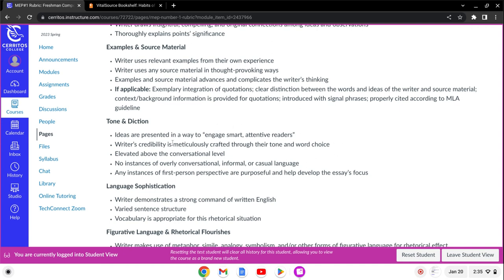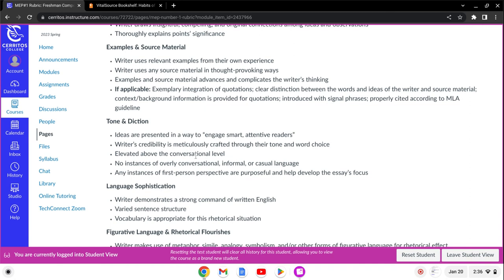Make sure that you elevate your tone above the conversational level. We're not just talking here. We're writing, and we're writing in an academic setting, and so we need to make sure that we are meeting those expectations as best we can so that our readers are going to find us credible as writers. So we're not just typing like we're talking. You're not just shooting off a quick informal email to your best friend. That's not what we're doing here.